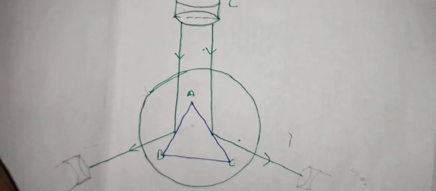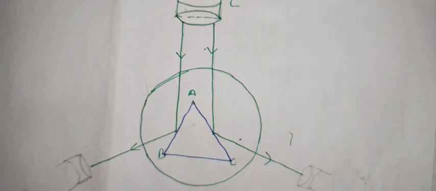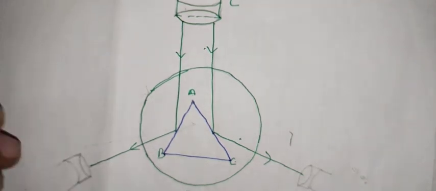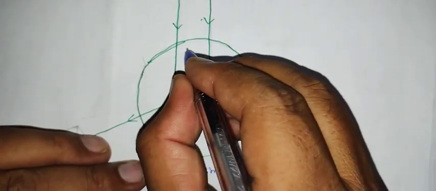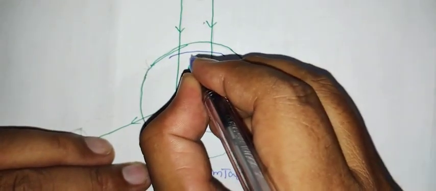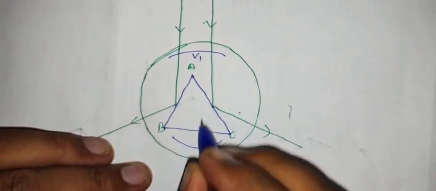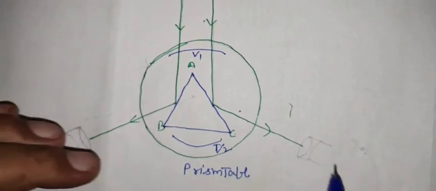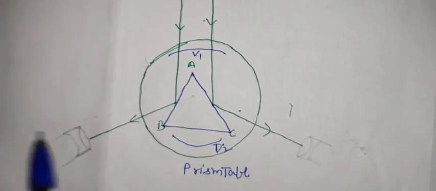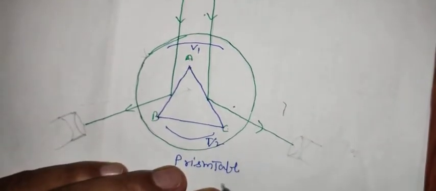Now see carefully the telescope. Now the work of the telescope begins. The telescope can move on the device through 360 degrees, and its position is read by vernier scales V1 and V2 over the prism table with the help of the reading lens. Now see the telescope position. The telescope is here, moved here.